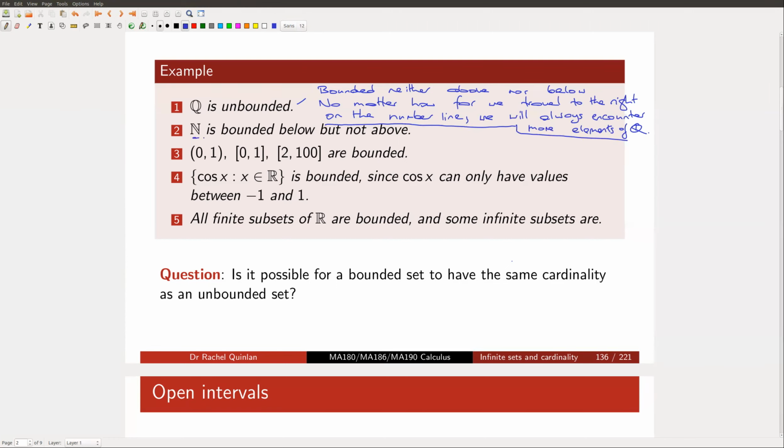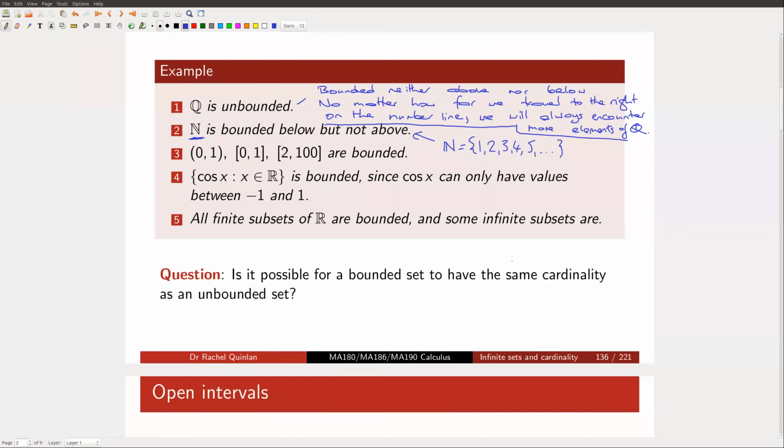The set of natural numbers. Again, in case anyone has forgotten all the different shorthand notations for these number systems, the set of natural numbers is the set 1, 2, 3, 4, positive integers, counting numbers, whatever you want to call them. That set is not bounded above, because no matter how far you travel out to the right on the number line, go to 10 million, 20 million, 50 million, you'll still meet more natural numbers. They increase without bound.